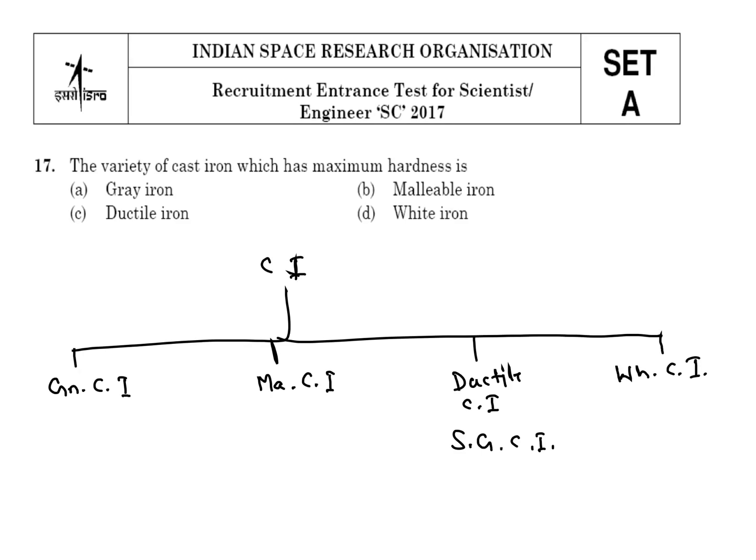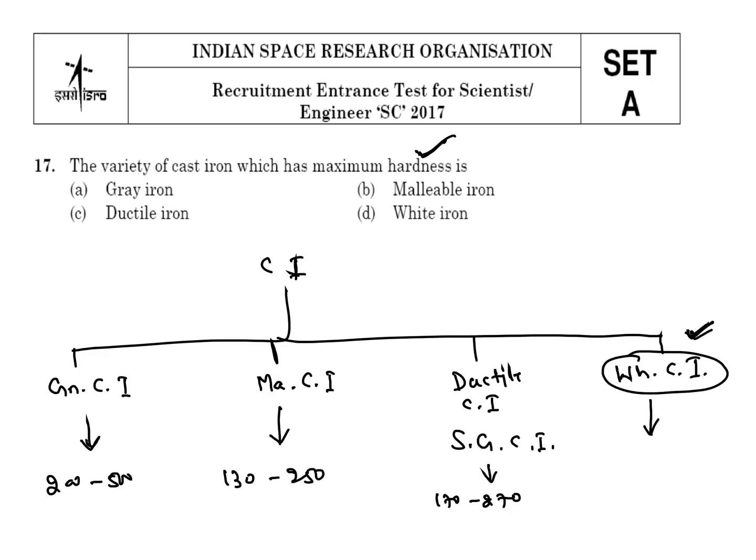So here they asked for hardness. Hardness is in BHN, Brinell hardness number. For grey cast iron it's around 200 to 500, for malleable cast iron around 130 to 250 BHN, and for ductile cast iron around 170 to 270 BHN. And white cast iron is the hardest. Whenever hardness is required, we use white cast iron. It's very hard and brittle, its BHN around 280 to 700. So our answer is white cast iron. D is our answer.